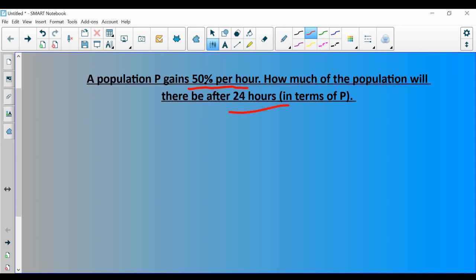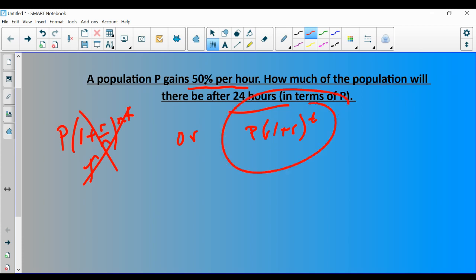So we're talking about exponential growth here. For our exponential growth word problems, we are either using the initial amount times (1 plus r over n) to the nt power, or we're using this formula, the initial amount times (1 plus r) to the t. We would use this formula if it ever talked about how often it compounds, but it never does in this problem. So it's not going to be this formula, it's going to be this one.